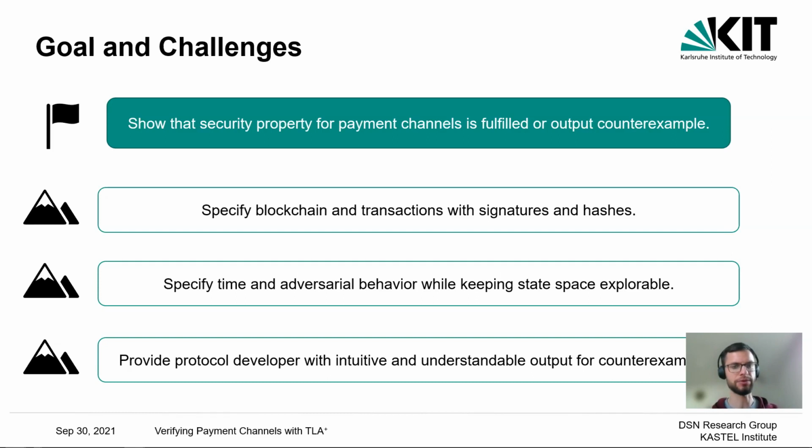And there are multiple challenges for this. First, we need to specify the blockchain, which is the underlying layer for the off-chain protocol. And we need to specify transactions that have signatures and hashes. Then we need to specify time and how the adversary can behave. And the challenge here is that we need to specify this in a way that the state space is still explorable and doesn't explode.